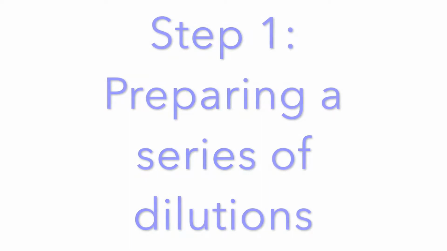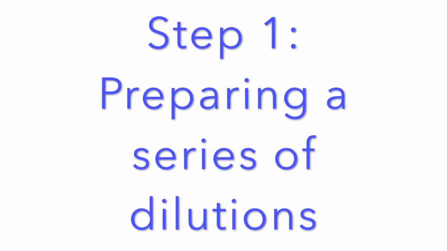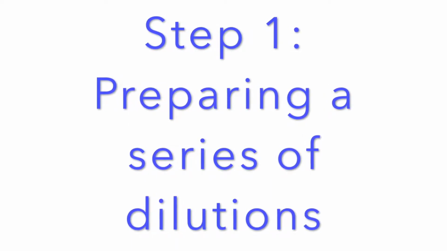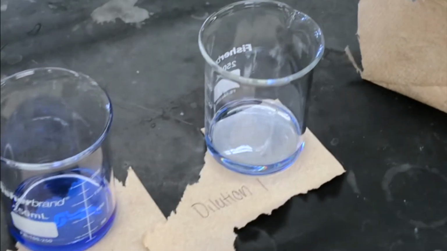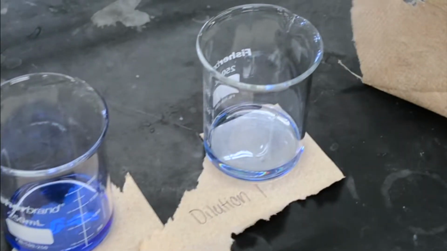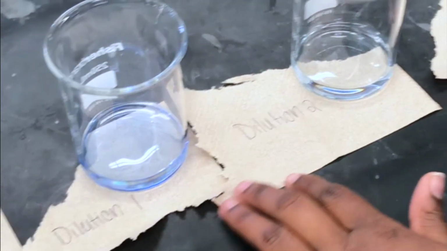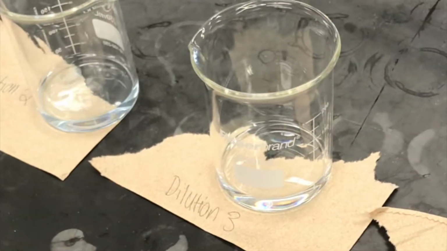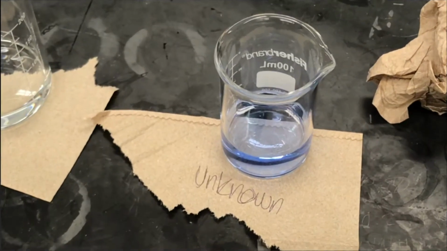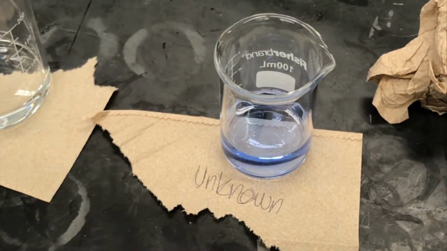The first thing that we had to do before we could even get to use the spectrophotometer is prepare a series of dilutions using copper sulfate pentahydrate. The dark blue solution shown on the left side of the screen is our 0.02 molar stock solution of copper sulfate pentahydrate. Following it is our first dilution, followed by our second dilution. Shown here is our third dilution. Here is our solution of unknown concentration.